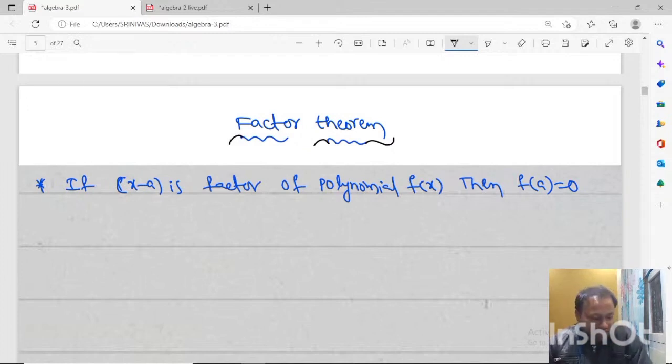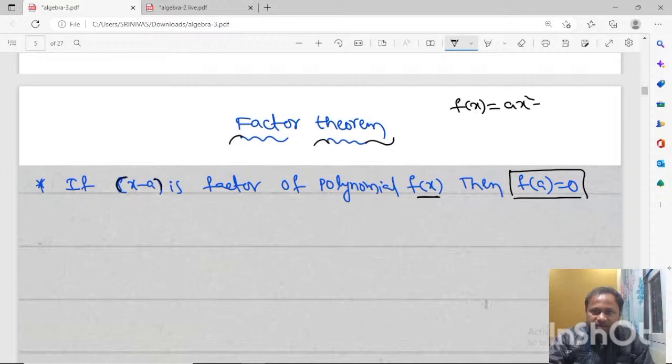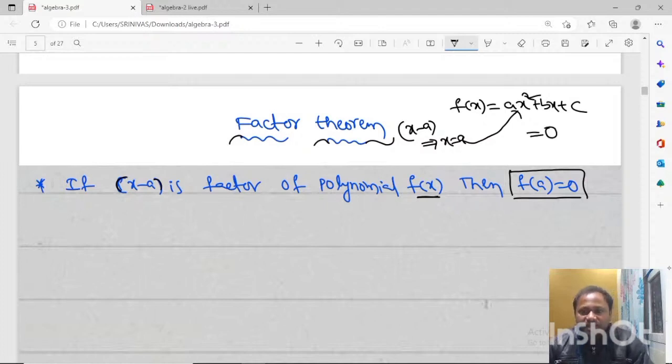So, what is the factor theorem? Check it. If x minus a is a factor of the polynomial f of x, then f of a is equal to 0. What is the meaning of that? If I take f of x as a polynomial, ax square plus bx plus c, whatever. If x minus a is a factor, then x is equal to a, you have to substitute in that. That should satisfy the given polynomial. That should be equal to 0.